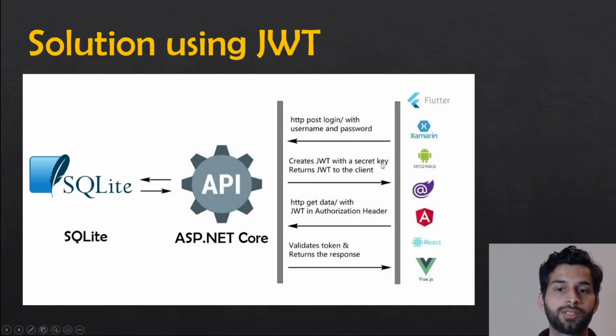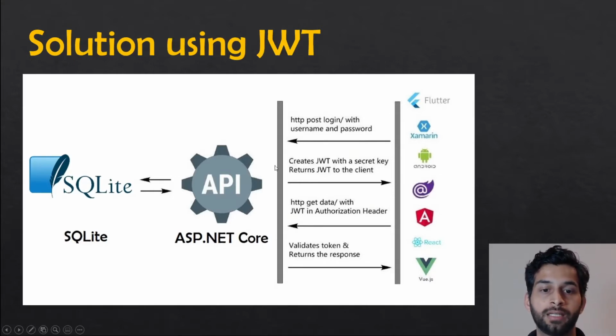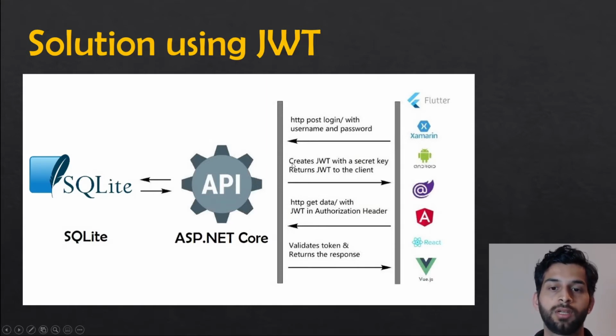So whenever you send username and password for the first time, when you're authenticating the user, the server will use a secret key to generate a JSON Web Token. And that JSON Web Token will be sent back to the client. Now, you also authenticate the user. You don't just generate the JSON Web Token. You first authenticate the user. If the user exists in the database, then you generate the JSON Web Token. You send that JSON Web Token back to the client.